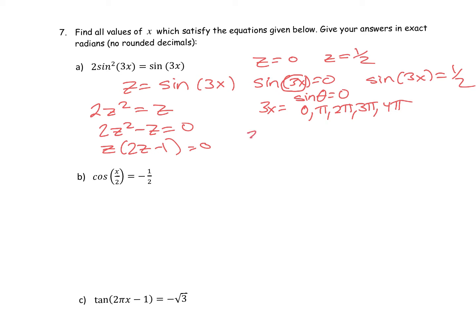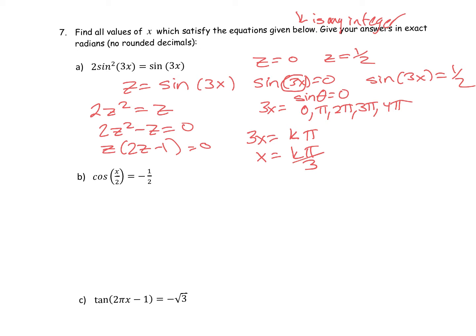So I would say 3x equals, well, I can represent every multiple of pi by k pi. And I may just want to write on top here, k is any integer. Okay, and now I would just divide by 3. And so that's the solution for the sine 3x equals 0.